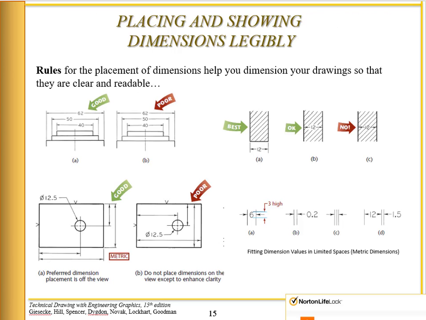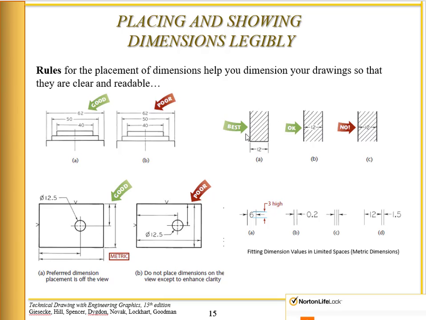Okay, so now how to place and show dimensions legibly. These are some rules for you. In this particular case, what we have is these three dimensions. You don't put the dimensions straight up on top of each other. What you try to do is stagger the dimensions within the dimension lines, and that makes for a more readable drawing. In this case, we have two different ways to do this.